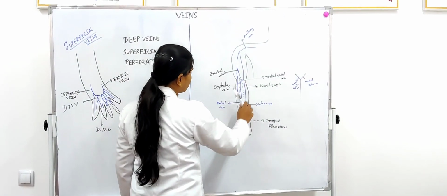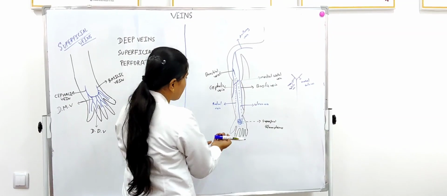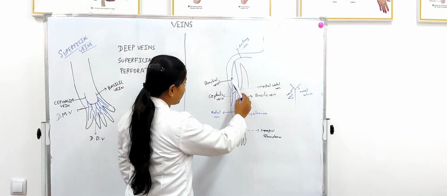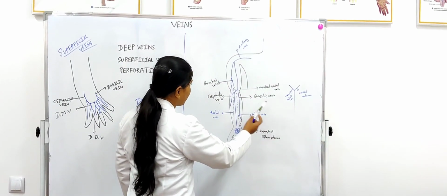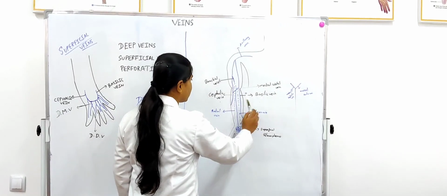The cephalic and the basilic vein form anteriorly. The cephalic and basilic veins go into the cubital fossa. The radial vein and ulnar vein come posteriorly into the cubital fossa. Between the cephalic and basilic vein is the median cubital venous plexus.